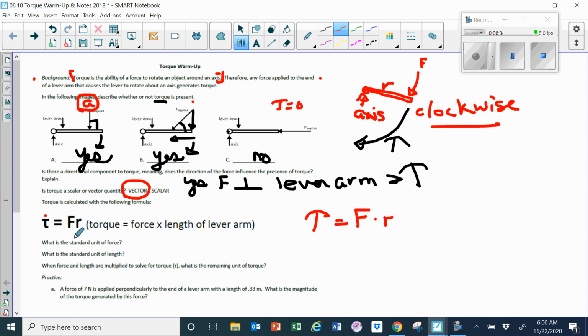So what's the standard unit of force in this class? Well, in this class it's newtons. And what's the standard unit of length? Well, meters. So what's the standard unit of torque? Well, just multiply them together. Force times length, it'd be Newton meters. So torque here is in Newton meters.